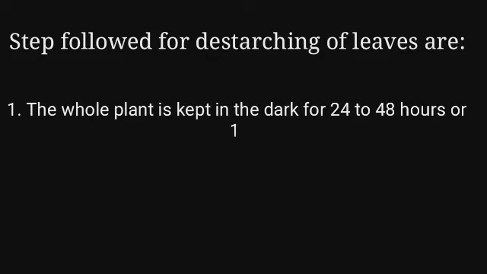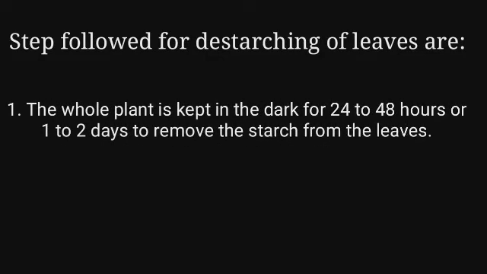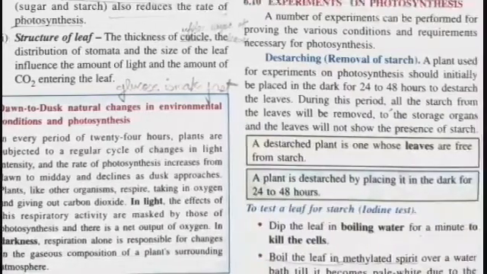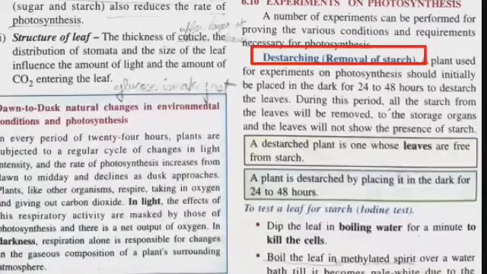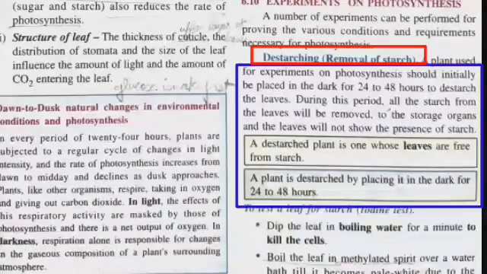This is again another question. We destarch the plant by placing the plant in the dark for 24 to 48 hours or 1 to 2 days. And what happens when the plant is kept in the dark? Again, there is another question. So when the plant is kept in the dark, this plant cannot prepare food by the process of photosynthesis, or photosynthesis cannot take place. Why? Because of the absence of sunlight and water, since it was being kept in the dark.